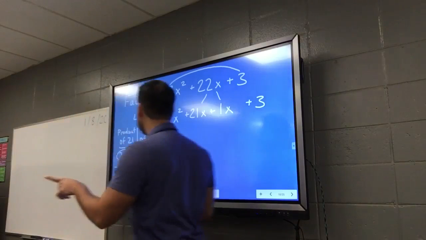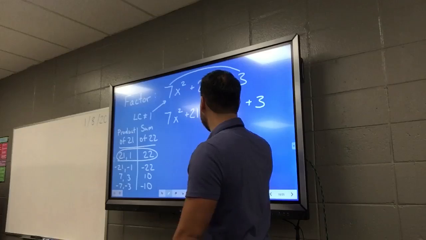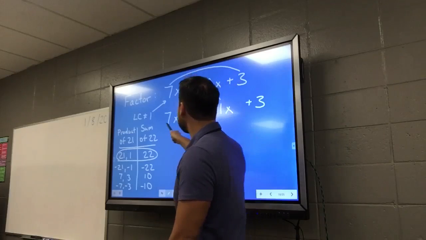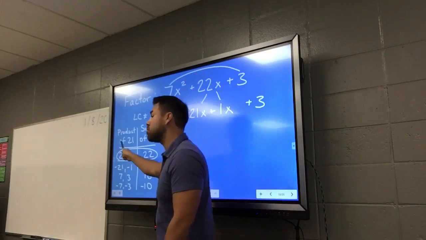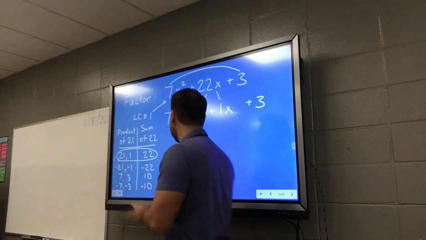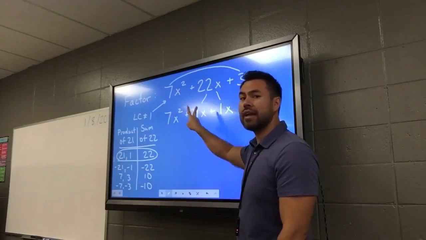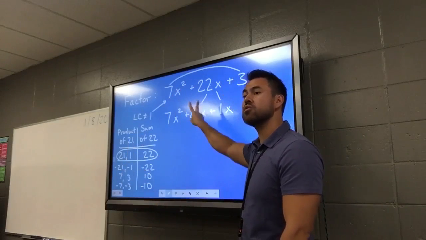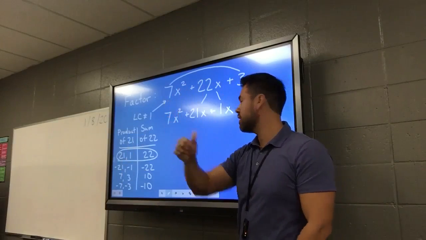I could do that. So there's no question on that, other than you could do 20 plus 2, and you could put 20x plus 2x, but then it's not going to work after that. So that's why we had to go through this process to find out what those 2 special numbers were. So 21 and 1. Could you have done 1x and 21x? Could you have switched those up? Absolutely. Okay? So you could do either one.